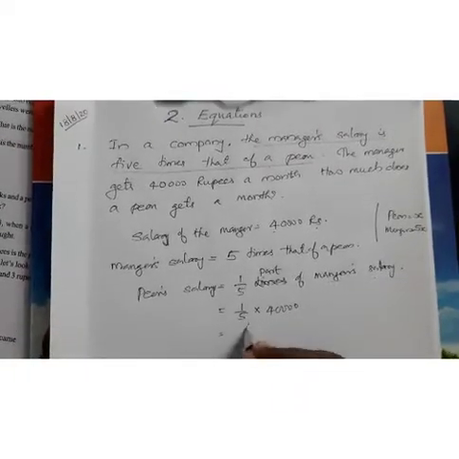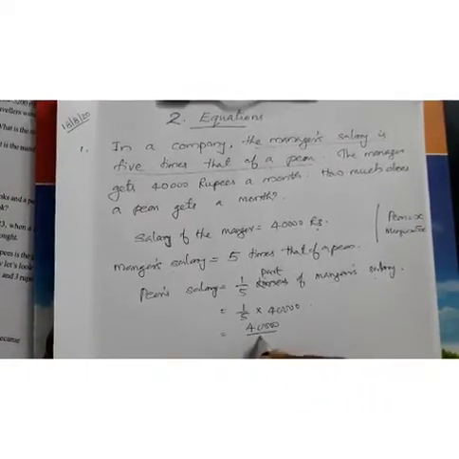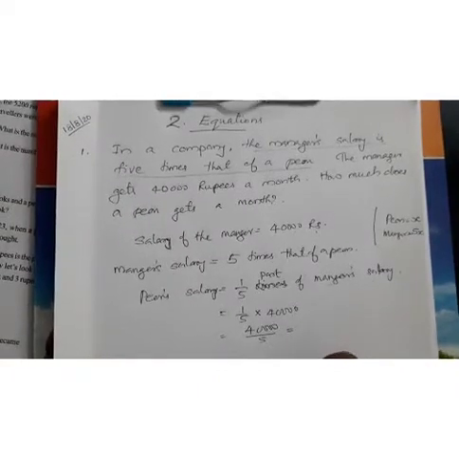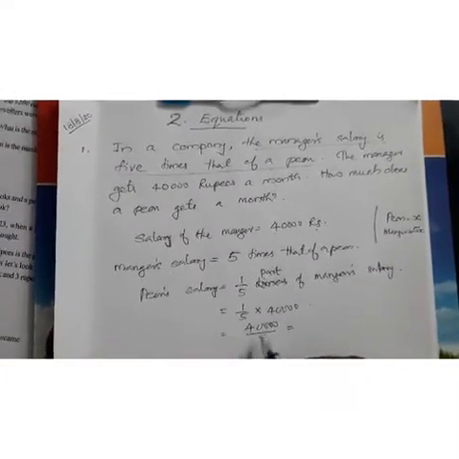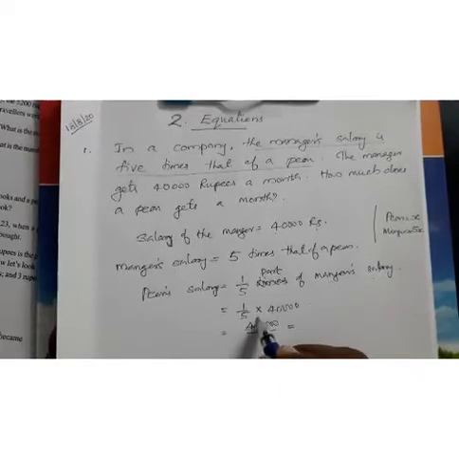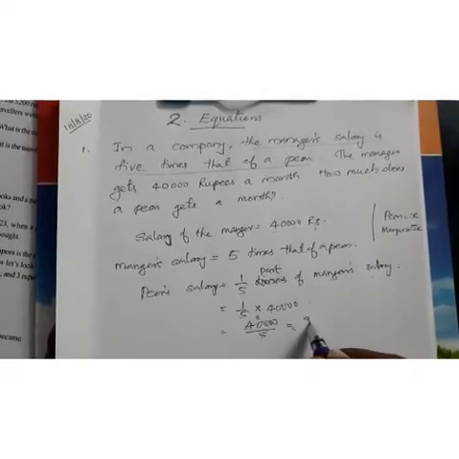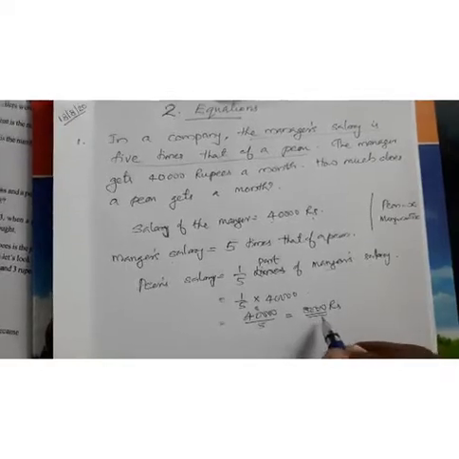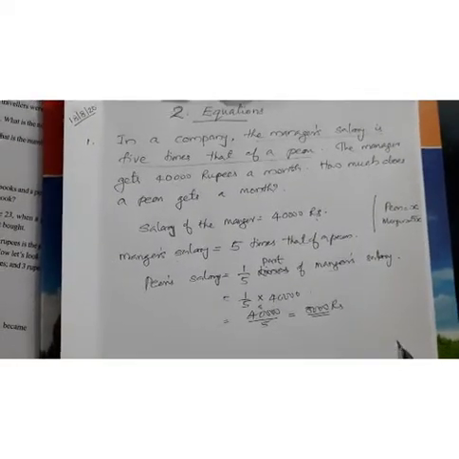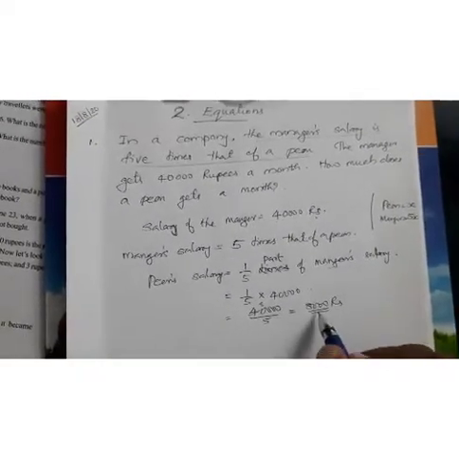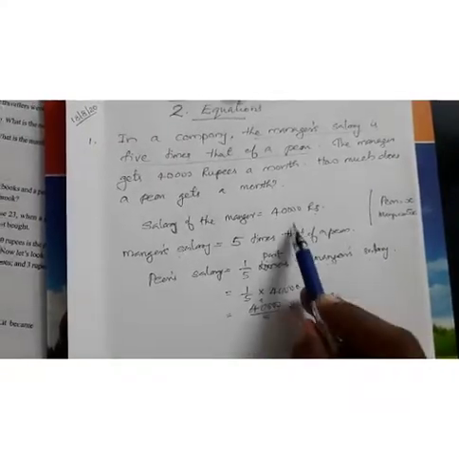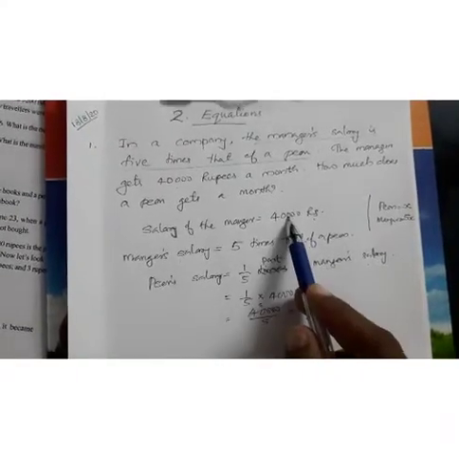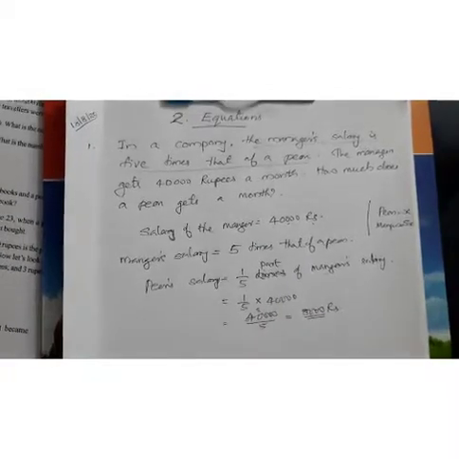40,000 divided by 5. How much is 40 by 5? It is 8, and the remainder is 80,000. 80,000 rupees is the salary of the peon. So the peon's salary is 8,000. Five times that of the peon is 40,000. This is one method.